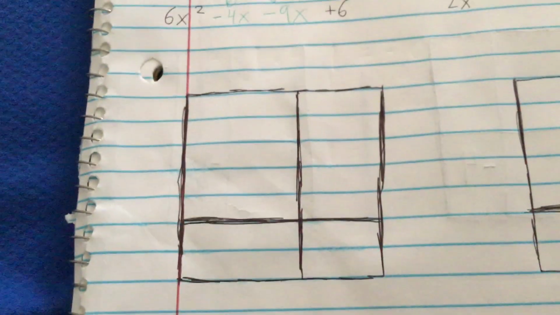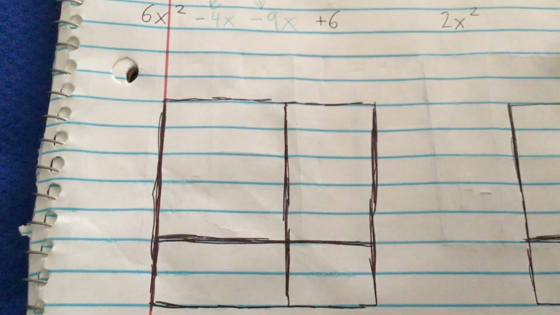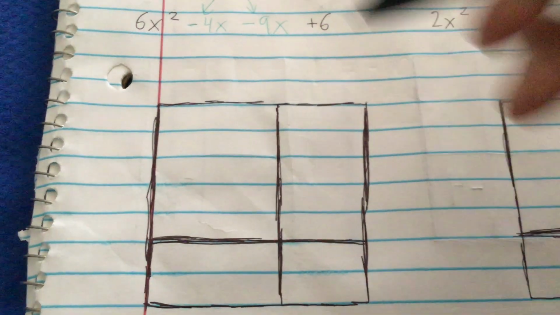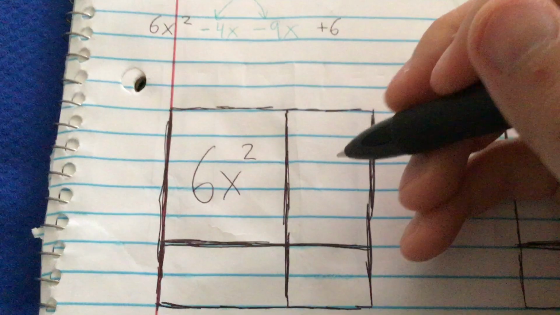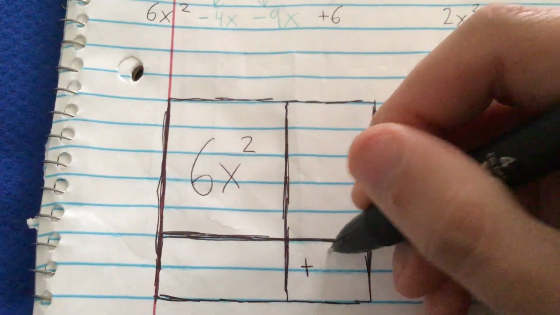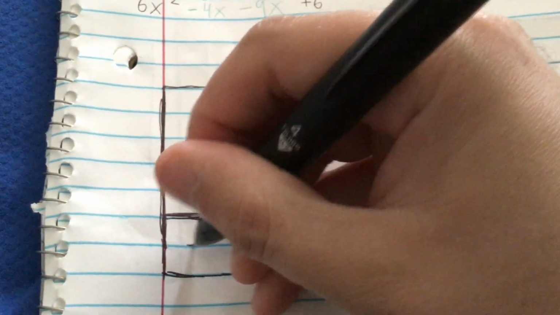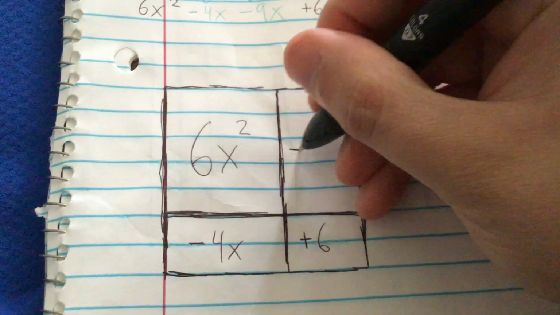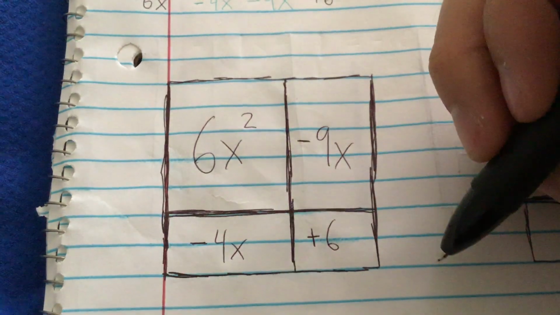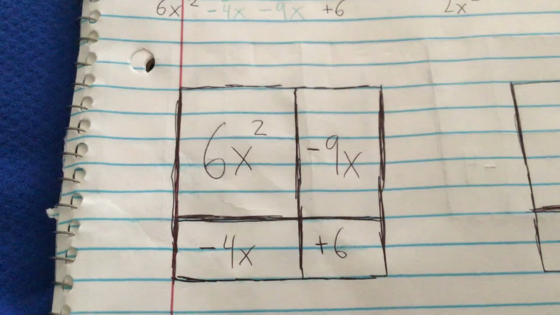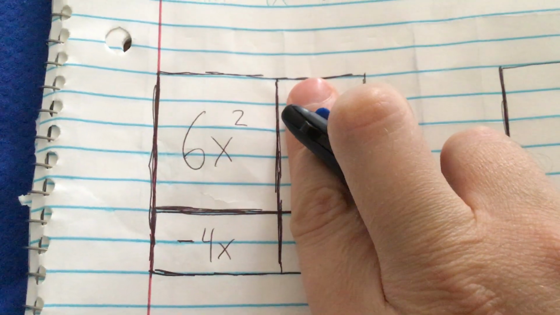Let's put them in their respective spots of the rectangle. So I want to put my ax squared in the top left and my c in the bottom right. So my ax squared is positive 6x squared. My c is positive 6. And it doesn't matter which one is which, so I'm going to go with negative 4x here and negative 9x here. It doesn't matter. As long as ax squared is the top left and c is the bottom right, your split bx's don't really matter which one's top right, which one's bottom left. So now I'm going to cover the right column.